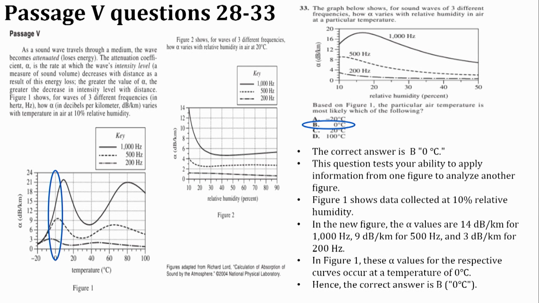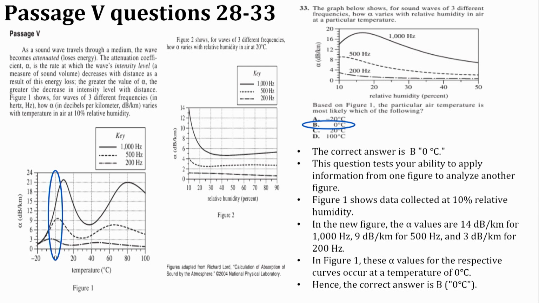This question tests your ability to apply information from one figure to analyze another figure. Figure 1 shows data collected at 10% relative humidity, and in the new figure, the attenuation values are 14 dB over km for 1,000, 9, and 3 for 200. In figure 1, these attenuation values for the respective curves occur at a temperature of 0 degrees Celsius. Hence, the correct answer is B for 0 degrees Celsius.